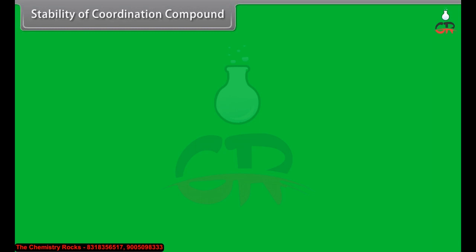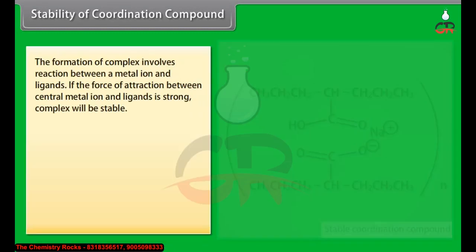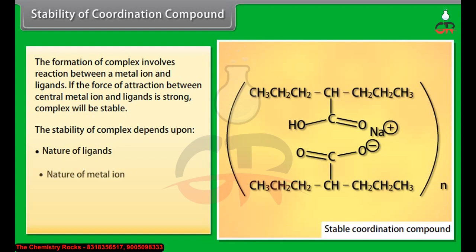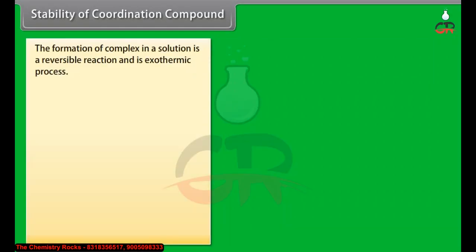Stability of coordination compound. The formation of complex involves reaction between a metal ion and ligands. If the force of attraction between central metal ion and ligands is strong, the complex will be stable. The stability of complex depends upon the nature of ligands, nature of metal ion, pH of solution, and temperature. The formation of complex in a solution is a reversible reaction and is an exothermic process.